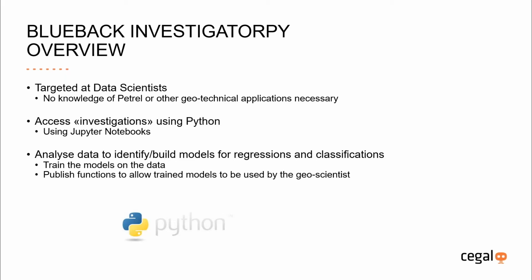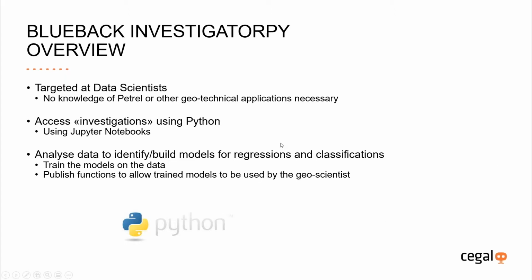You can do further data analysis using all the Python libraries and packages that are available, and you can run regressions and classifications and train models on your data in Python that you can't do in Petrel. Okay. Importantly, Investigator Pi also lets you publish these trained models that you've made, these functions, back to Petrel, and they can be run by another geoscientist inside the Petrel environment to actually classify data.